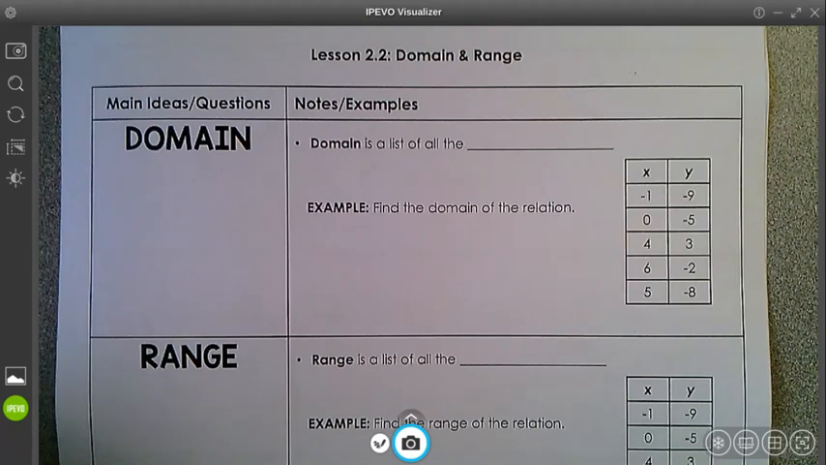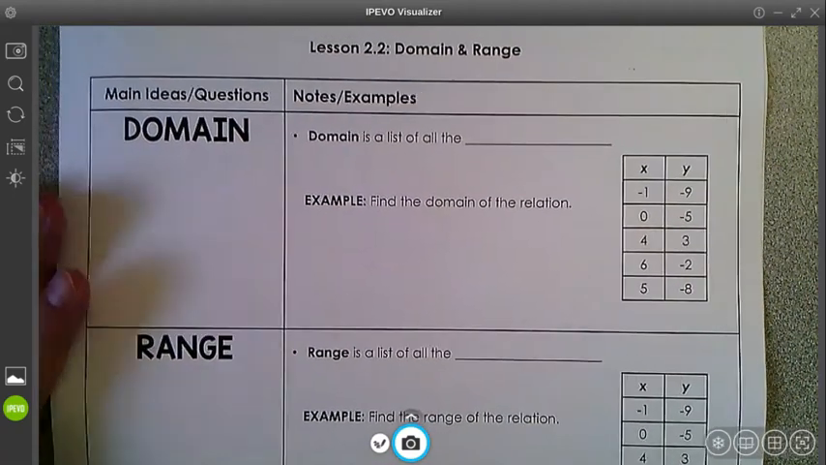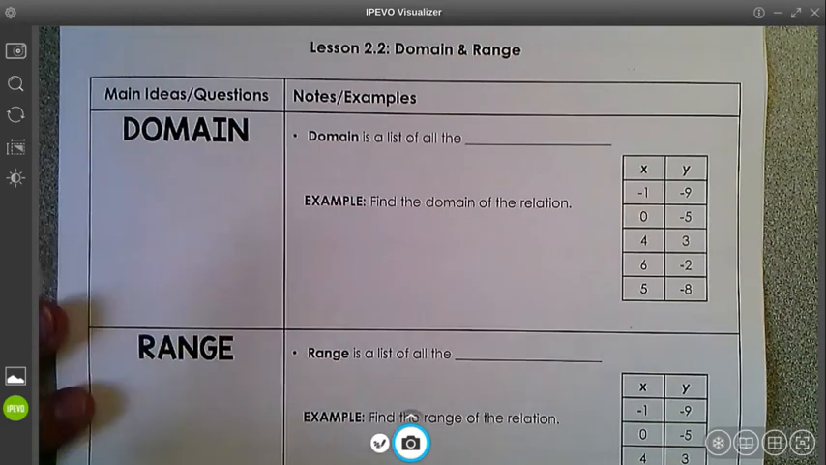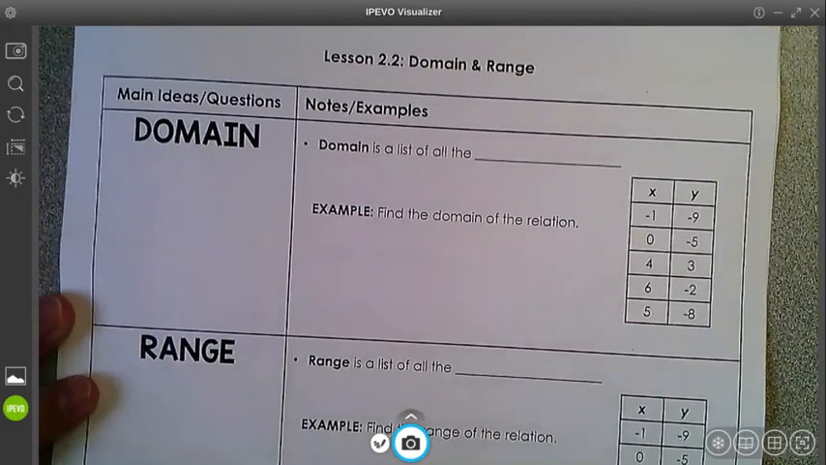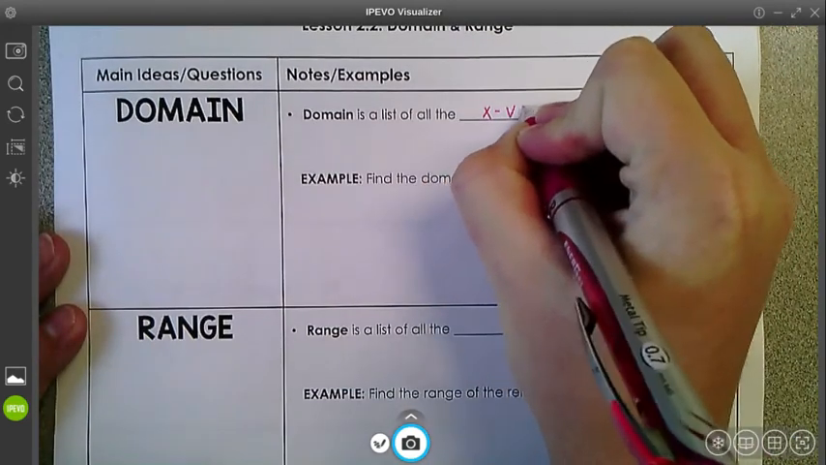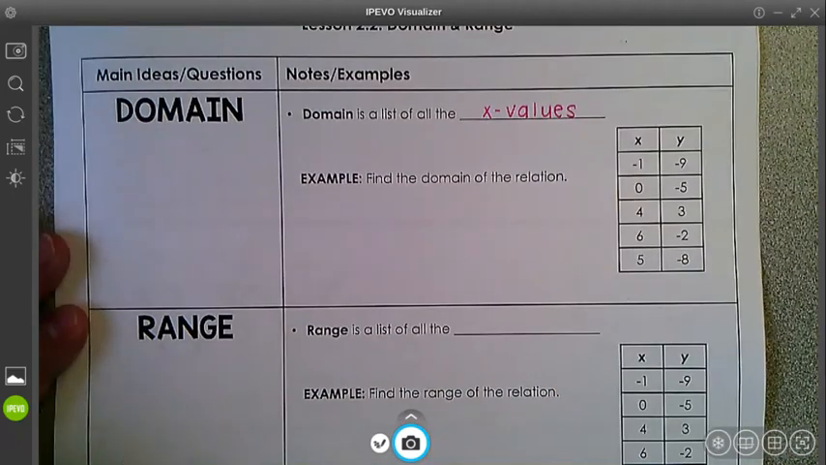Hey guys, in this video we're doing lesson 2.2, which is domain and range. And just two important vocabulary terms. The first one is domain, and that is a list of all the x values. So we literally list out all of the x's.